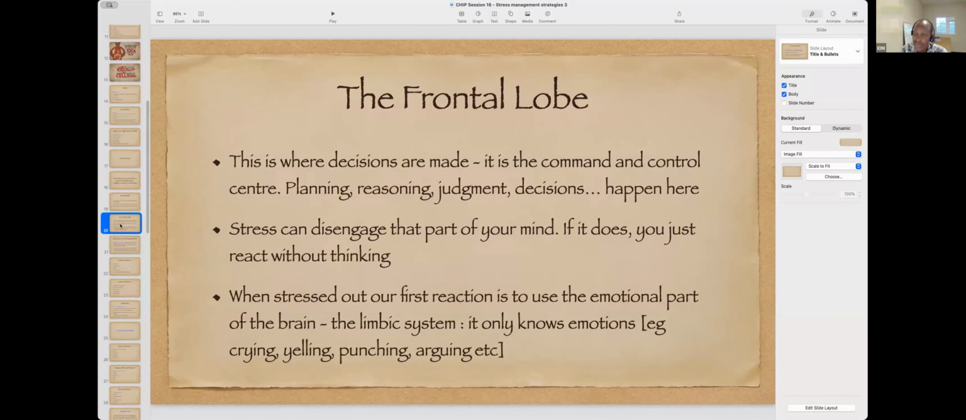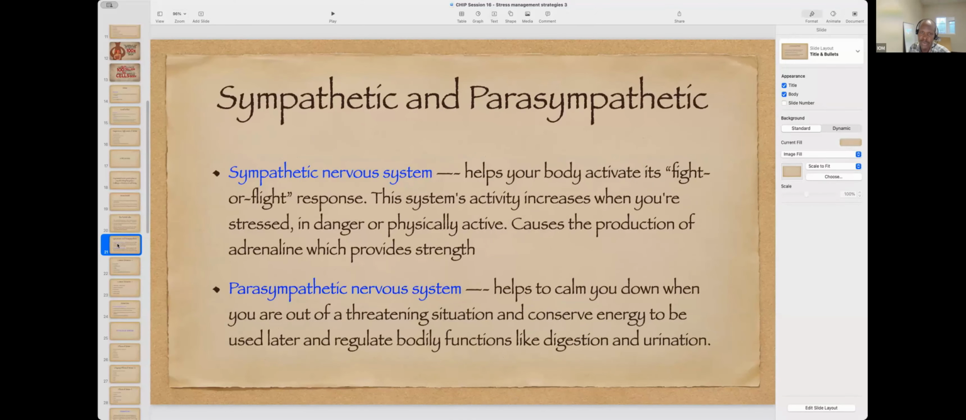So if stress has managed to disengage our frontal lobe at the command and control center, then we end up acting on the basis of emotions. And that is one of the causes of problems. I mentioned earlier sympathetic and parasympathetic. The sympathetic nervous system helps us to activate the body so that it can either fight or flee. Activity of this system increases when you're stressed, when you're in danger, when you're physically active, when, say, you go for a jog.